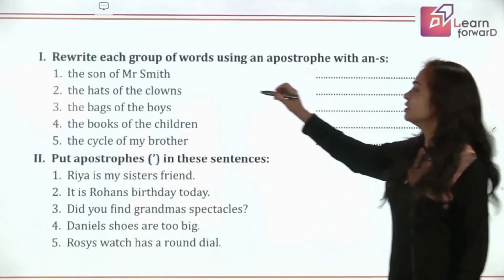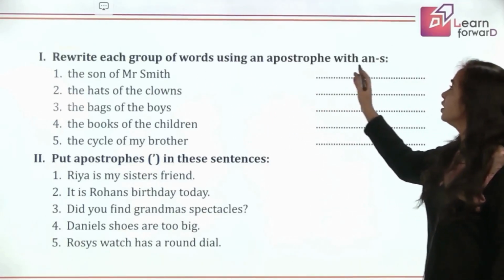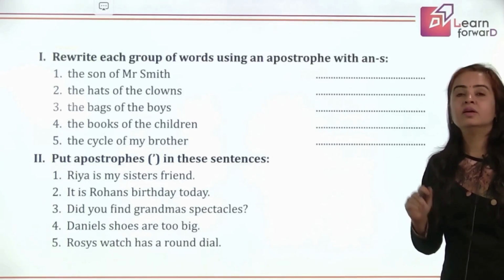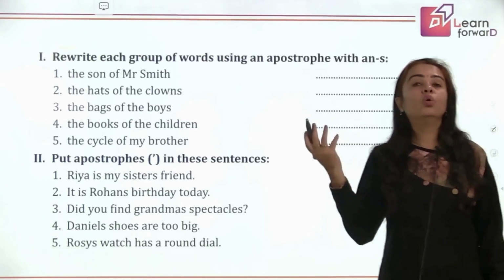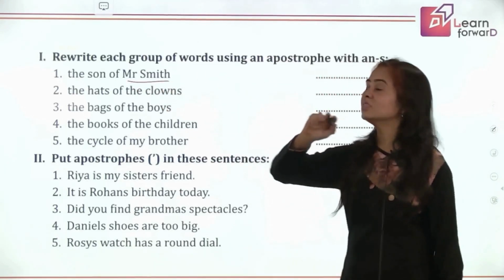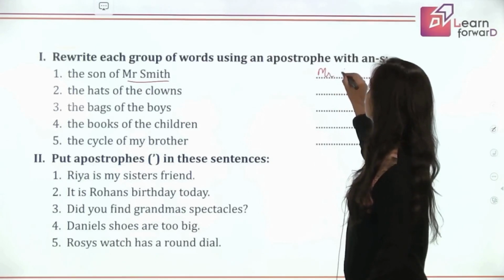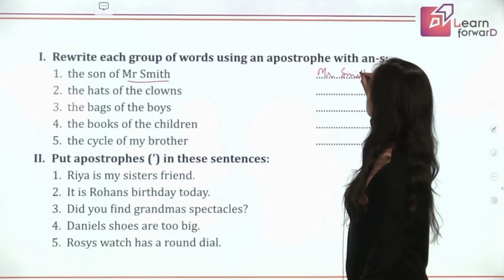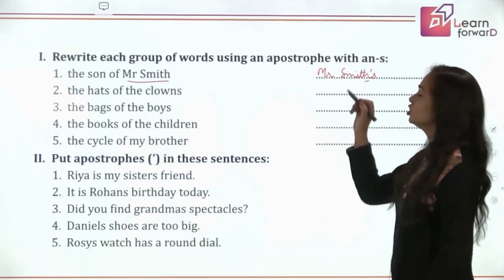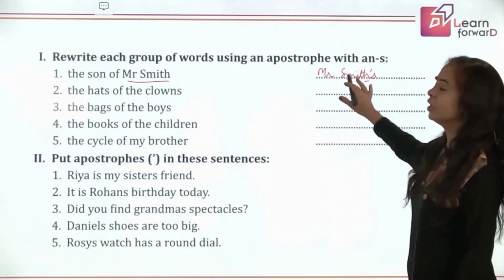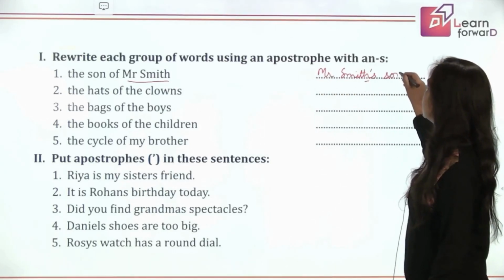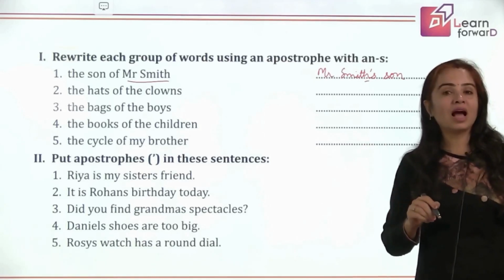Okay, here's an exercise. Rewrite each group of words using an apostrophe with an S. The son of Mr. Smith. Yes, the first question is, whose son are you talking about? You are talking about the son of Mr. Smith. So we'll start with this. Mr. Smith's. Here you will put apostrophe S because there is H, not S at the end. And what are you talking about? His son. So we'll say Mr. Smith's son.